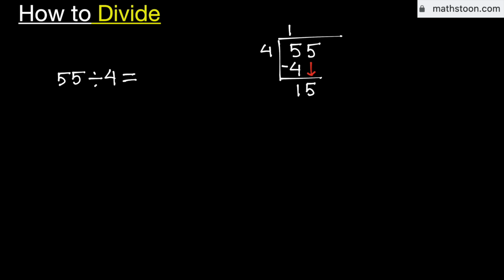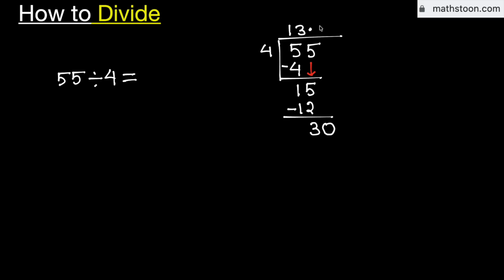And we know that 4 times 3 is equal to 12. Subtract, we get 3. But see that this 3 is less than 4, but we have no number to bring down here. So in this case, we will borrow a 0, and for that we need to put a decimal here.